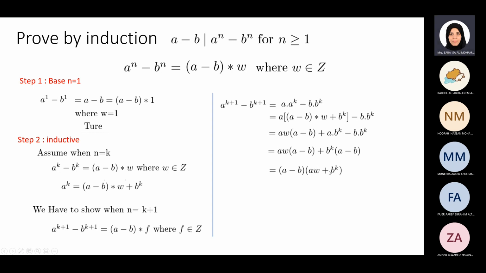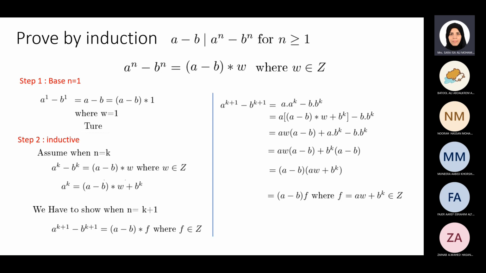Now, is this an integer? Yes, it's an integer because the W is already an integer from the assumption here. So A times integer plus B to the power K is always an integer. So I can put F, where F is equal to A times W plus B to the power K, which belongs to Z. So I prove it by induction.